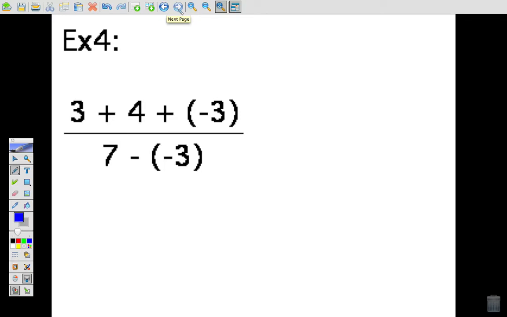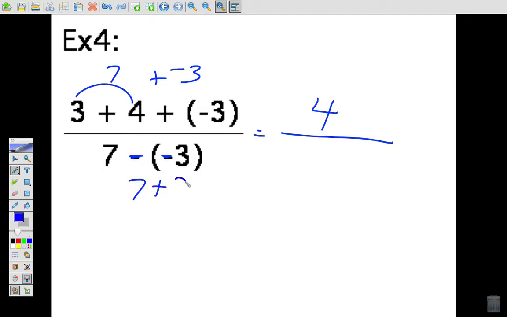Let's simplify this. Now on the top, let's see here. I'm going to add my positives. I have 7, and then 7 plus our negative 3, I get 4. In the bottom, let's see, minus minus is plus, so I have 7 plus 3, which is 10. Now notice here, neither the top or the bottom is 0, nor is both of them. So this is another situation. We actually get an answer here, and all I have to do is make sure I simplify it. So I can divide the top and the bottom by 2, and my final answer is 2/5.